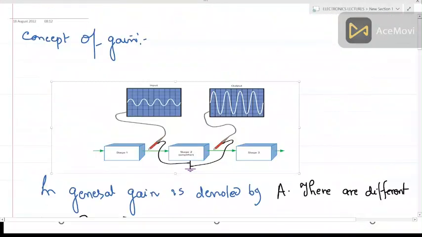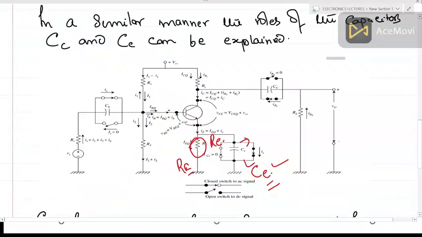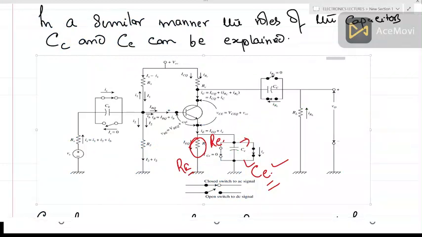In the next section, we will discuss the basic concept of gain. What is gain and how is it expressed? What are the different types of gains? And then we will discuss the details of the amplification process, the phase reversal and other things.